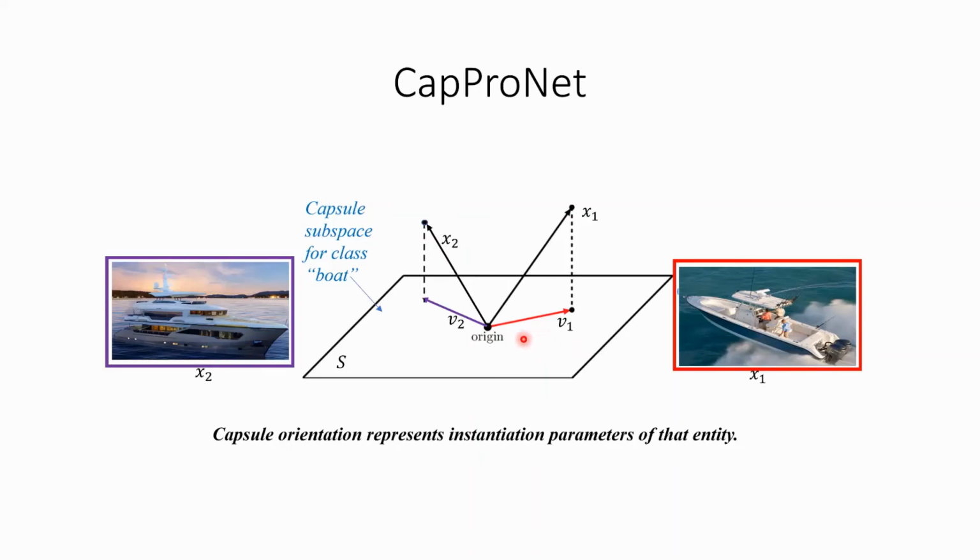And we can also use orientation of these capsules to represent different properties of input samples. So here we can see that two samples from the same class both have different orientation, that, for example, different orientation can encode different properties of them, like different viewpoints.